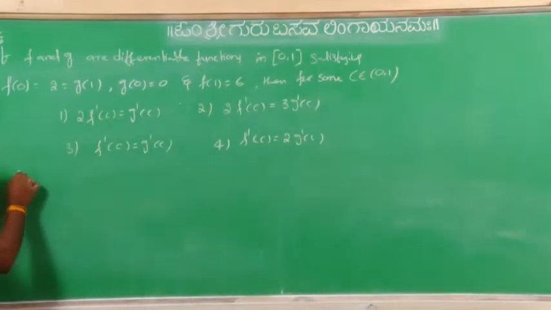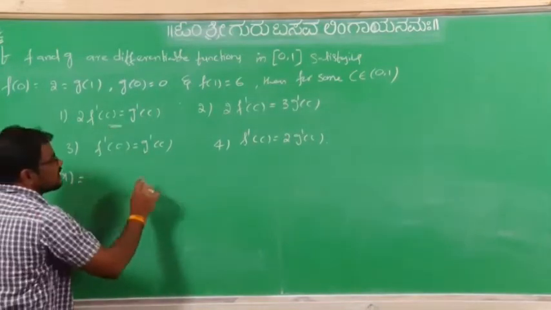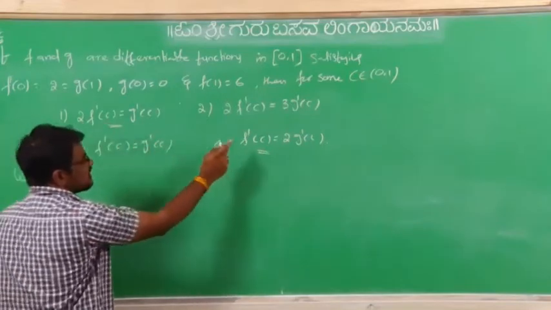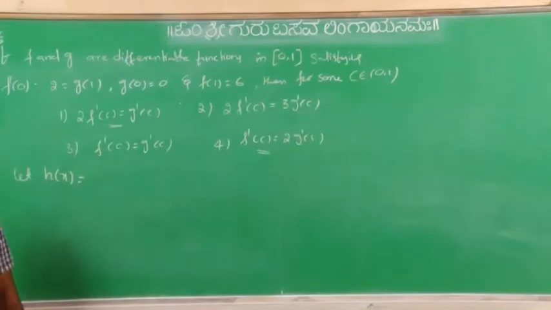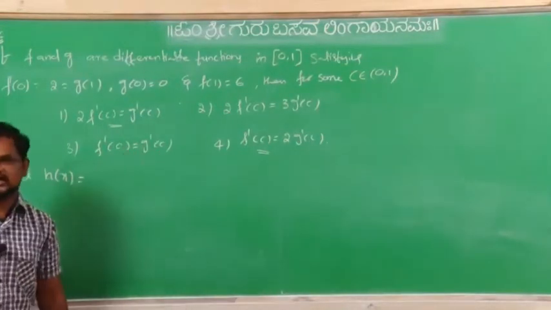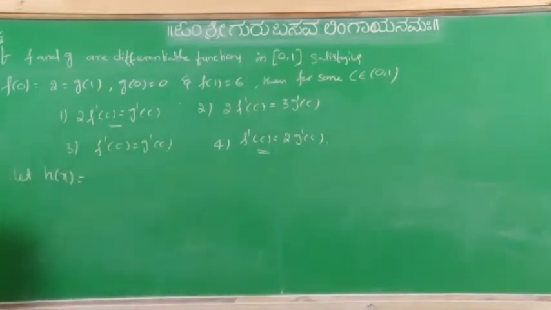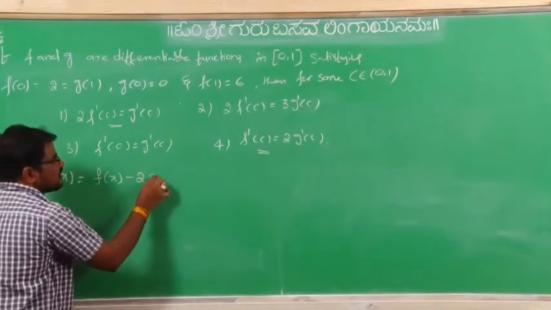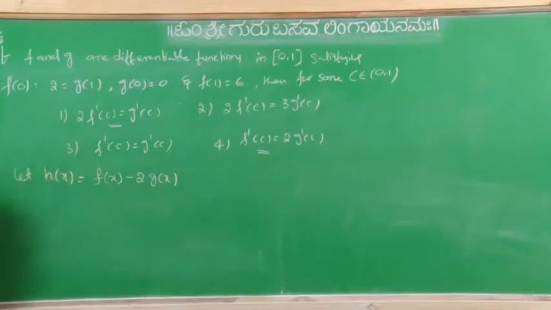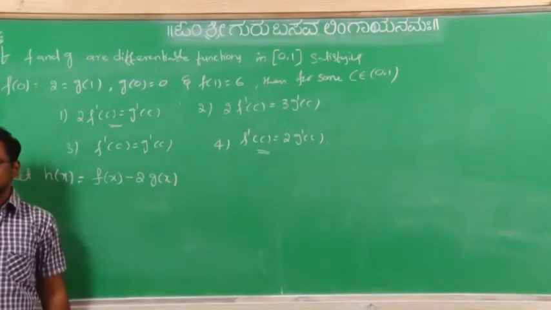Once you observe the given options also, I will consider one function, let h of x equal to... Here 2 f dash x is there, here 2 g dash x is there, here 2, here 3 is there, here f dash and g dash are there. Take one; if you do not get it, go to another one like this. So by this observation, I am taking the function h of x equal to f of x minus 2 into g of x.